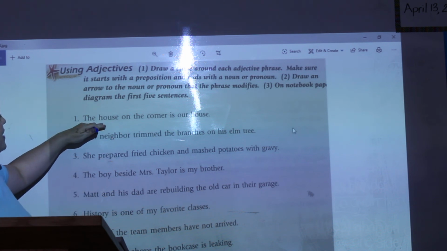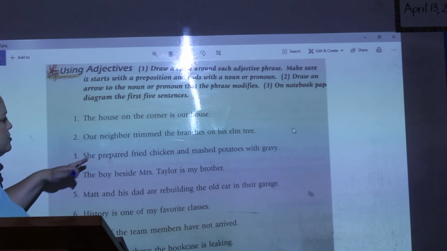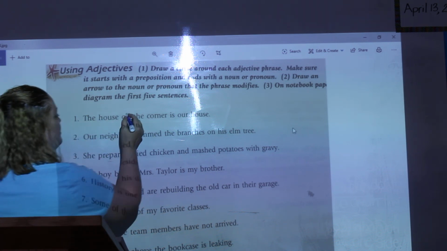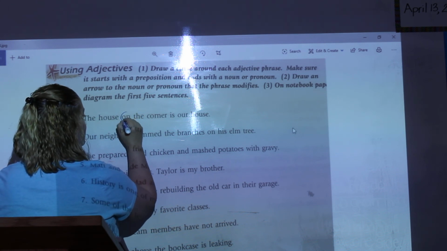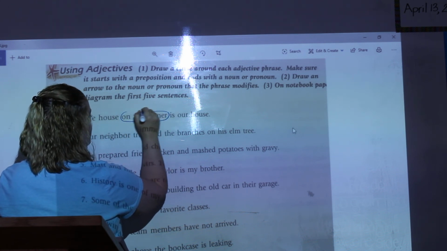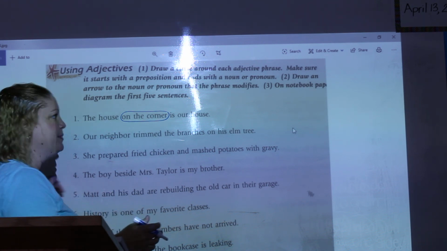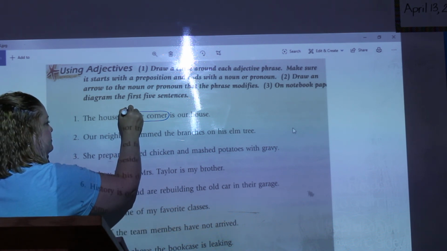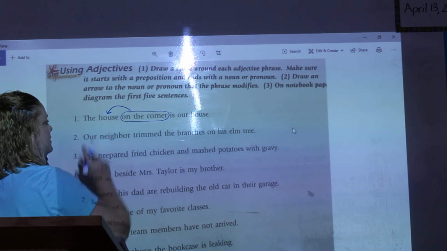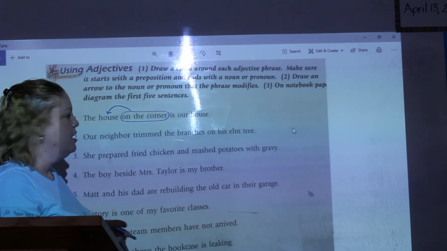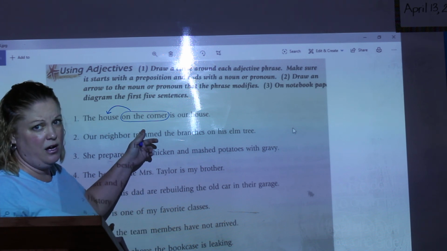So when we're looking at the house on the corner is our house. We're looking for a prepositional phrase, and we should be able to identify this right away. On the corner. Describing what? It's describing the house. Okay? Which house? The one on the corner.